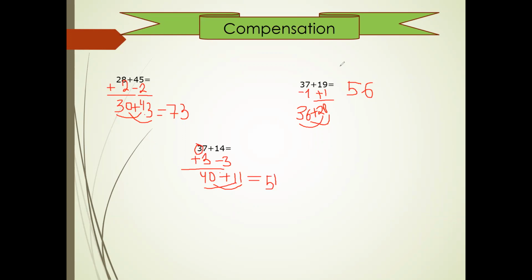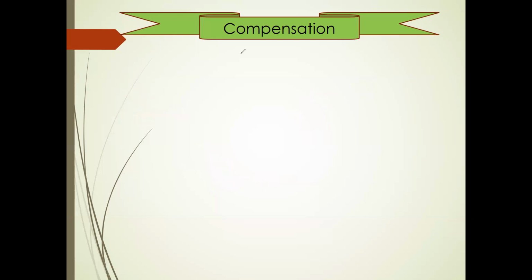There will be one task in the quiz to show compensation two ways. What does it mean, compensation two ways? You need to compensate the first addend, then to show how you can compensate the second addend. I will explain this in the video for the quiz. Okay, I guess that's it with strategies.